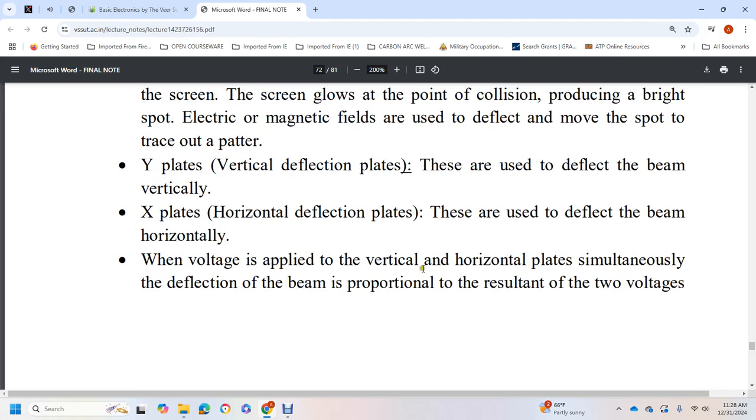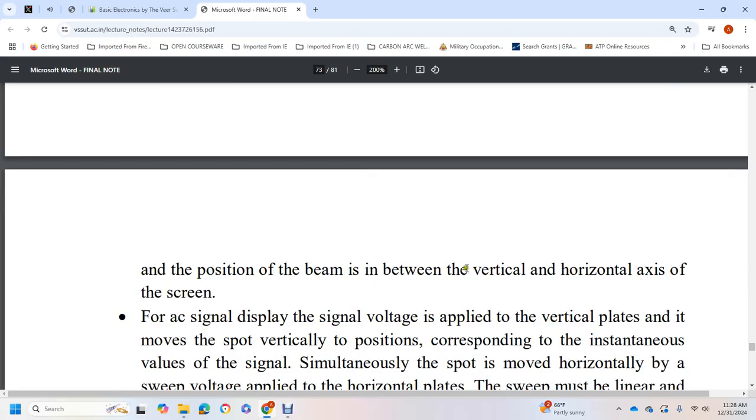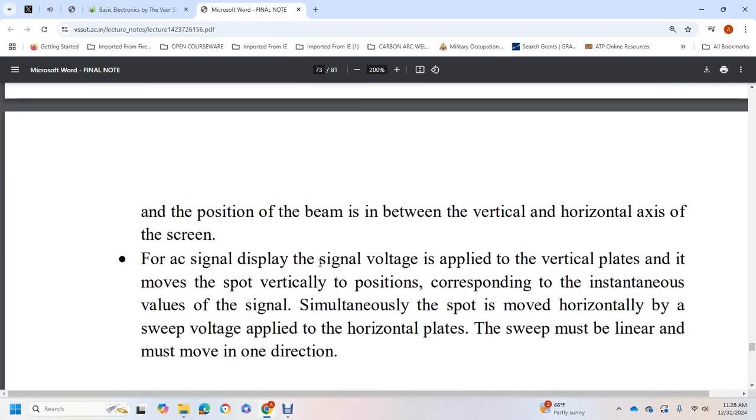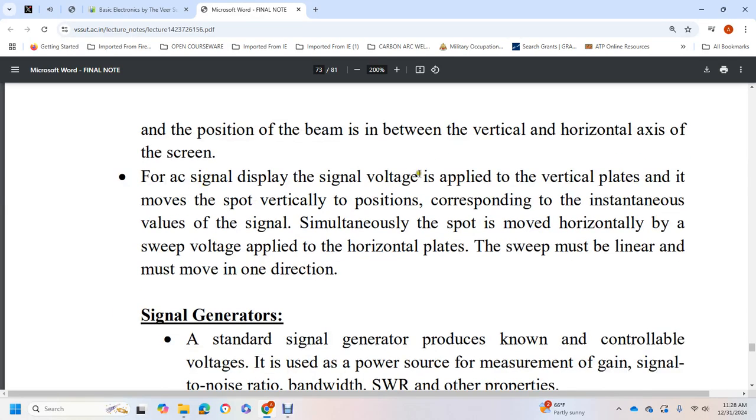When voltage is applied to the vertical and horizontal plates simultaneously, the beam deflection is proportional to the two voltages, giving the position of the beam on the vertical and horizontal axes of the screen. The AC signal voltage applied to the vertical plates moves the spot to a vertical position corresponding to the instantaneous value of the signal, while the spot is simultaneously moved horizontally by a sweep voltage applied to the horizontal plates. The sweep must be linear and must move in one direction.